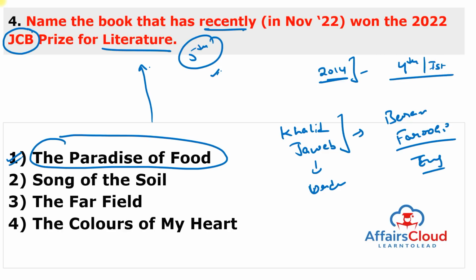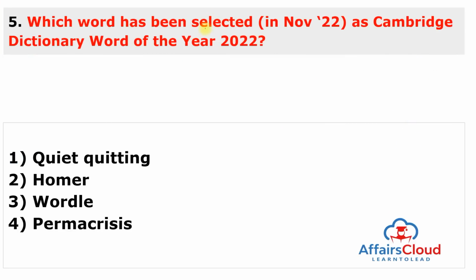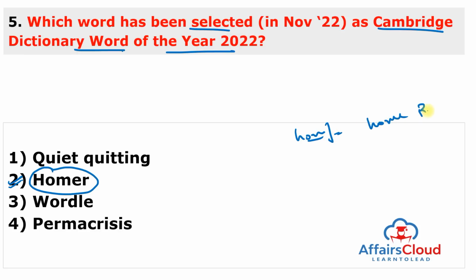Moving to next question. Which word has been selected as the Cambridge Dictionary Word of the Year 2022? Mark this question in the most important category. This is the Cambridge Dictionary Word of the Year 2022, and this word is Homer. So answer of this question is second. So the Cambridge Dictionary has revealed its word of the year as Homer, an informal American English word for a home run in baseball. This is the meaning.